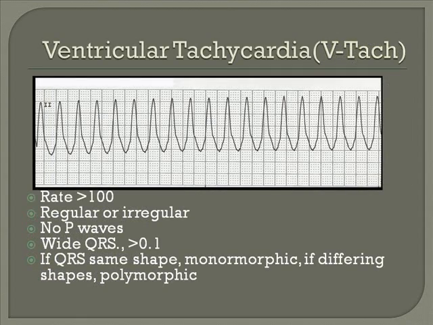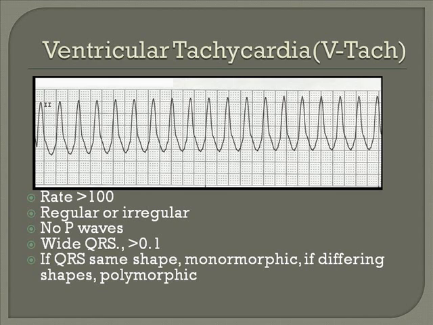Now, once we get over 100 beats a minute, it is called ventricular tachycardia, or VTAC for short. It has a rate of over 100 beats a minute. It can be regular or irregular. There's no P waves, and you can't really make out any T waves in this either because it's being obscured by the next QRS complex.